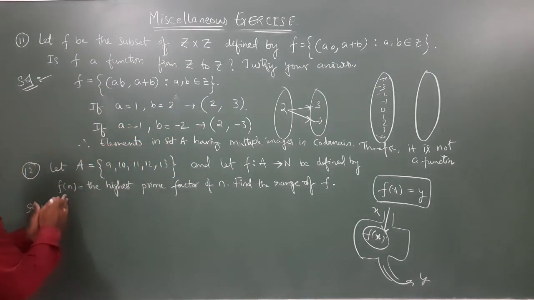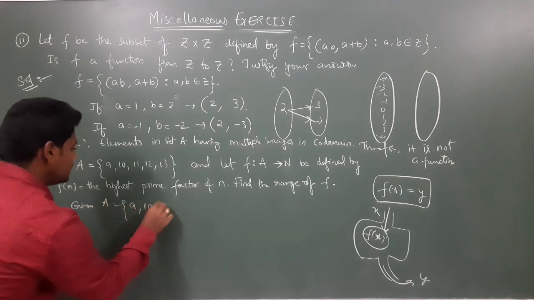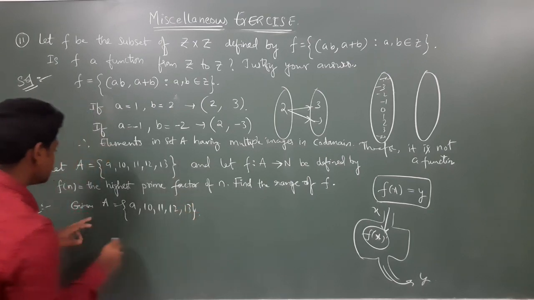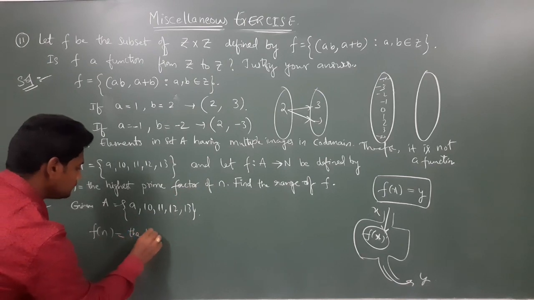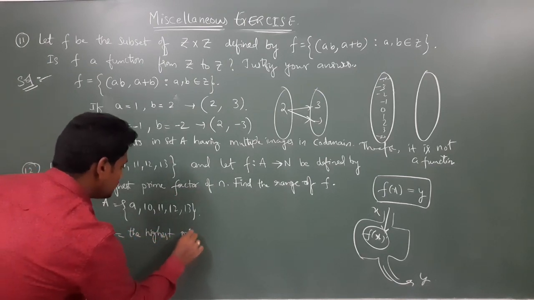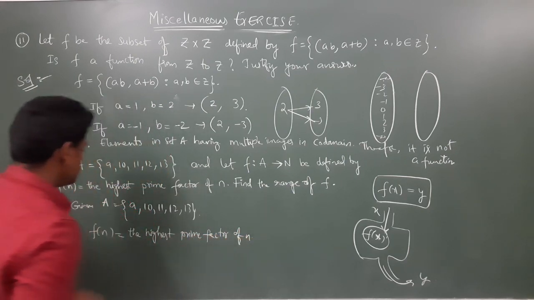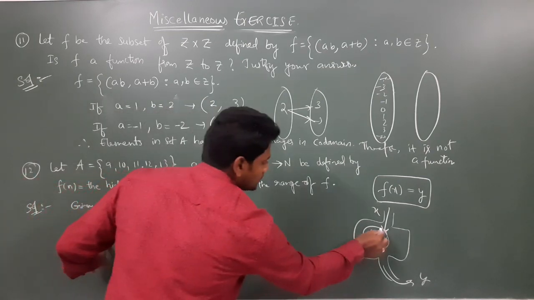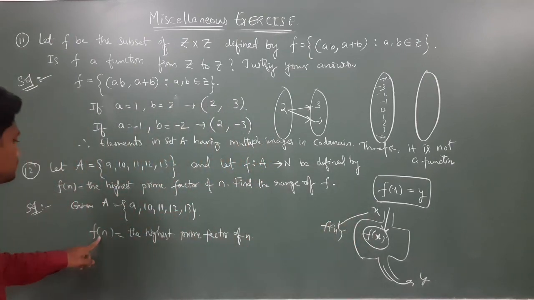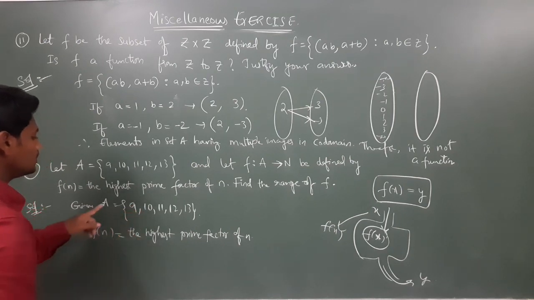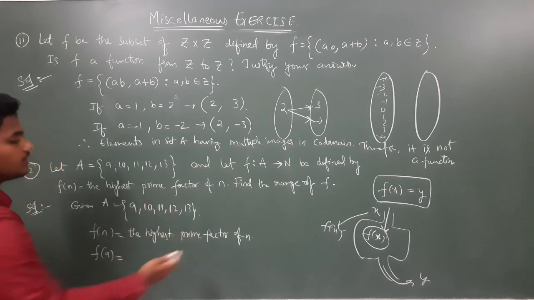Now what they have given is f of n. Given capital A is equal to {9, 10, 11, 12, 13} and also f of n given. What is f of n? The highest prime factor of n. Here, f of x means the domain values are x values. Here f of n means the domain values are n values. Those n values are nothing but these values of capital A, right? Now f of n means the highest prime factor of n.